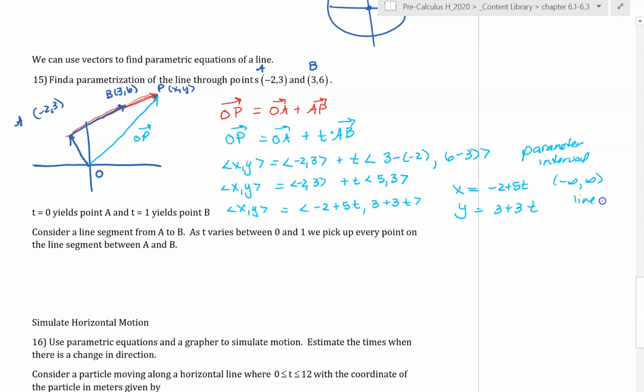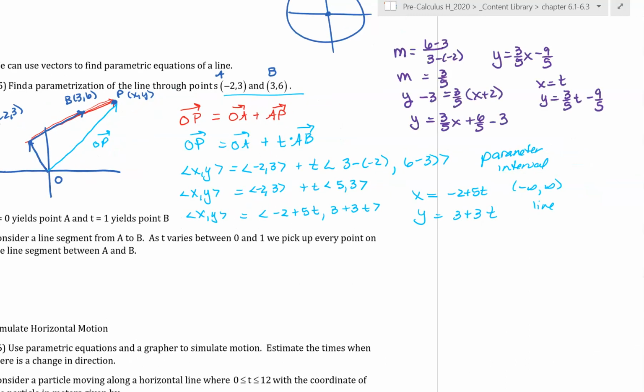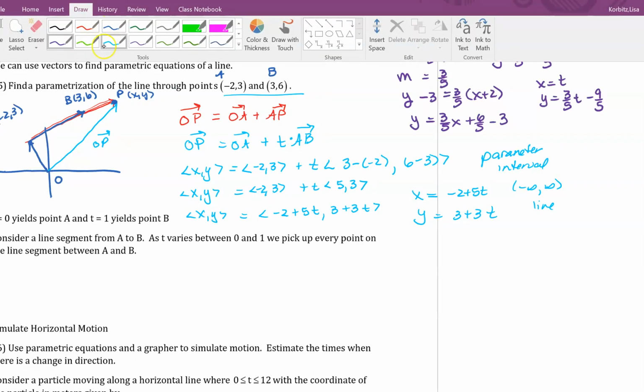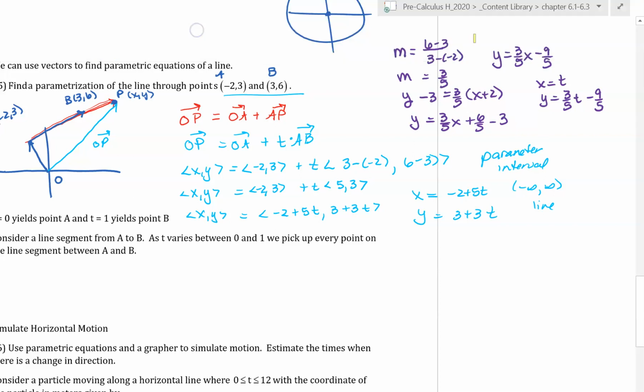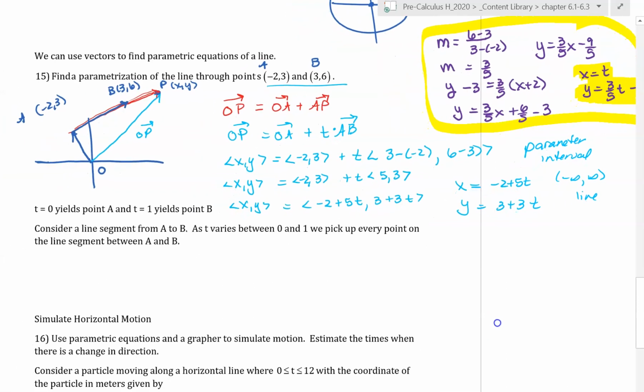Again, this is not the way that you would have to do this. It's just interesting to think about this with vectors. You certainly could have just written an equation of a line through these points. So again, there is not just one parameterization for this line. Another way you could have done it is to find the slope and write an equation. You could make a parameterization for this line by saying x is t, y is 3/5 t minus 9/5. But again, this was kind of an interesting way to do it with vectors.